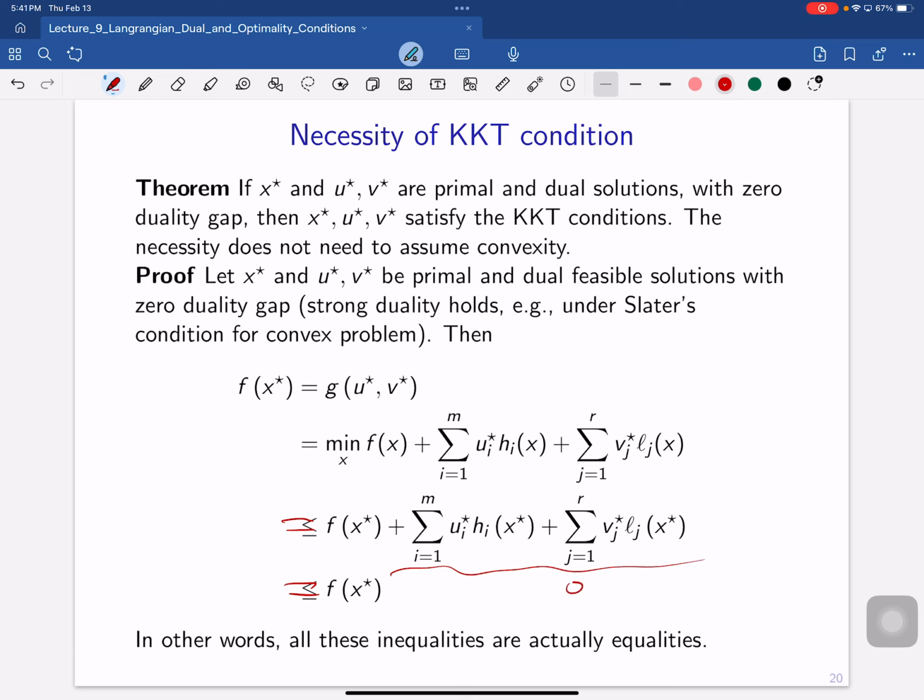Right. So in order for this whole thing to be 0, each of these terms must be 0, right? Because it's less than or equal to 0, right? So then each of these terms must be 0, right? That's just the complementarity condition, right?